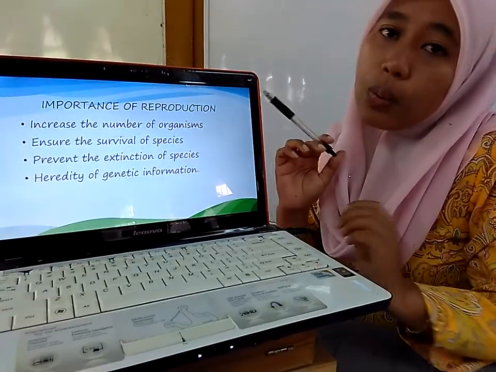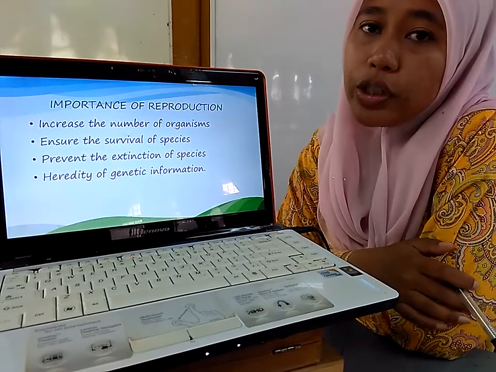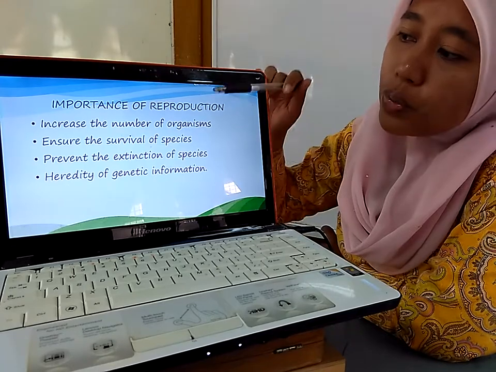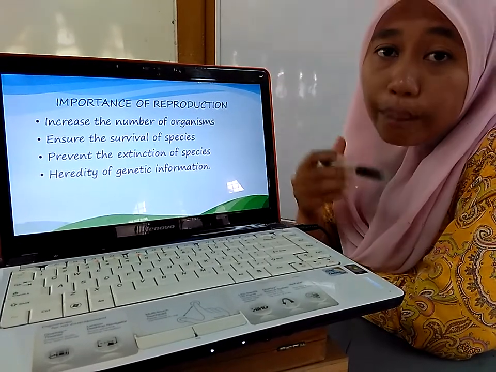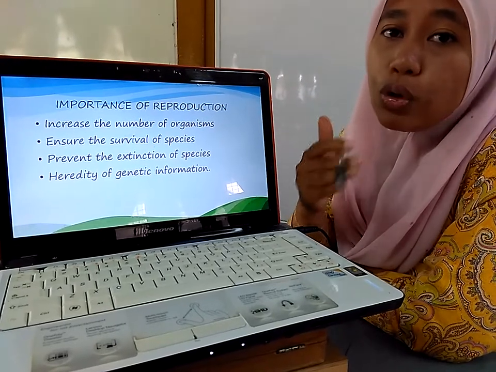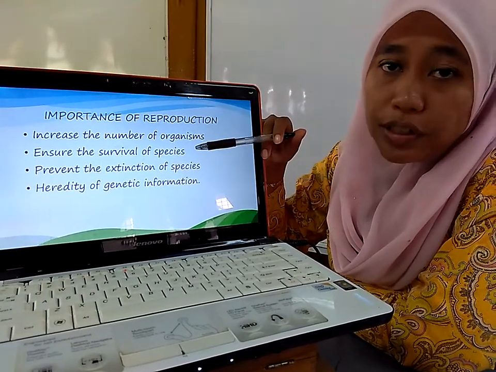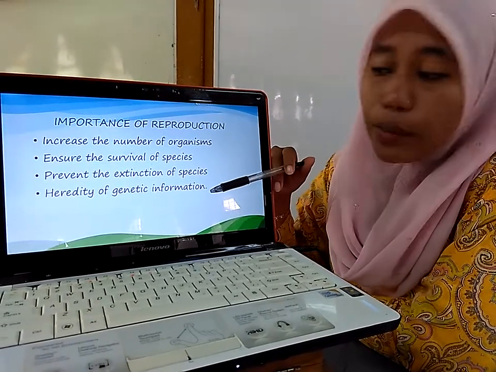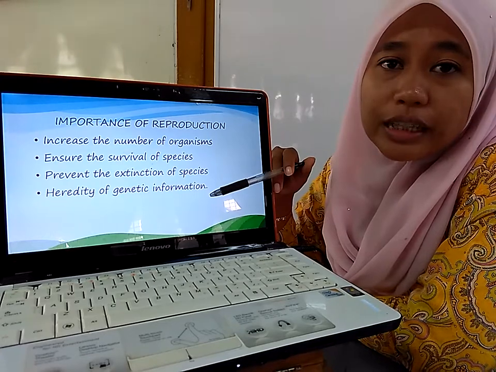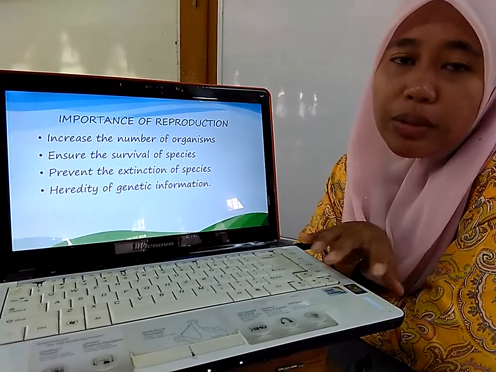Okay, now what is the importance of reproduction? Why do most living things need reproduction in their life? Because the first one, they will increase the number of organisms. Okay, from one parent, they will produce 2 or 3 offspring. And second, to ensure the survival of a species, prevent the extinction of a species, and also the heredity of genetic information. So these are the importance of reproduction. You must remember about this one.